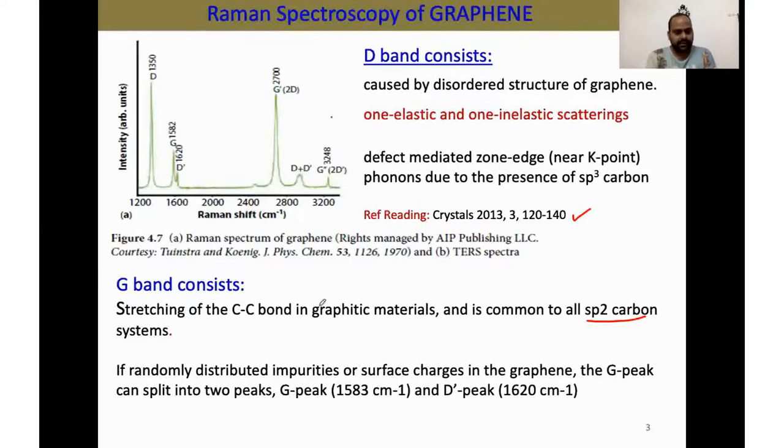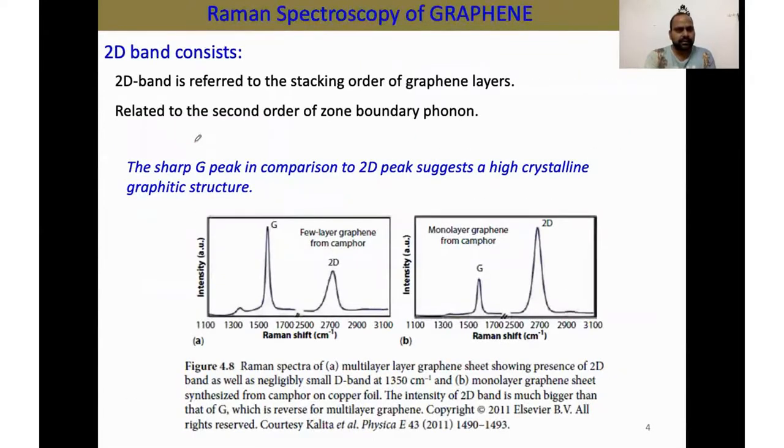quality of graphene. So if there is any impurity, or any kind of surface charge in the graphene, then this G peak is sometimes split into two peaks. As you can see here also, this G peak is there, and then maybe something is there. So we are also observing another peak at 1620. Okay, so this again tells us about the imperfection in graphene. Now see another example.